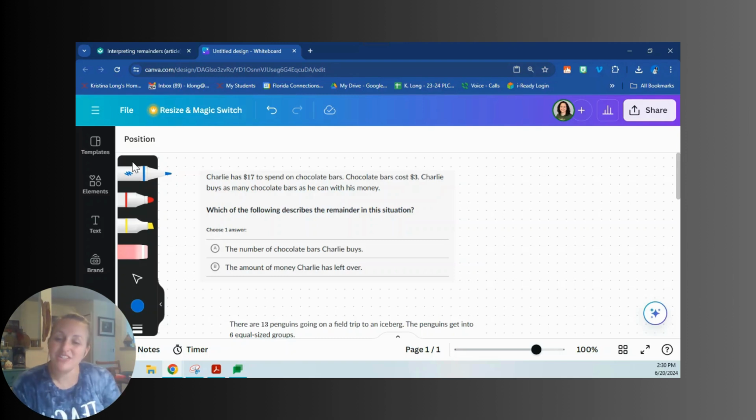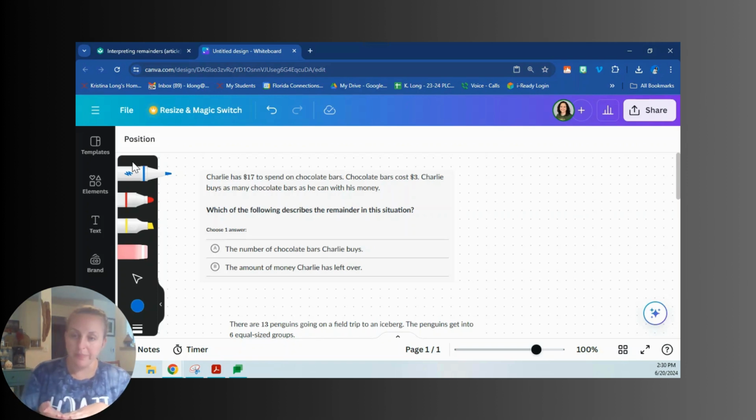Hey there, fourth graders. So we have been working a lot on word problems, multiplication and division word problems specifically. Today we're going to still be working with division word problems, but we're going to really be focusing in on the remainder. So really quickly, let's review our division vocabulary.